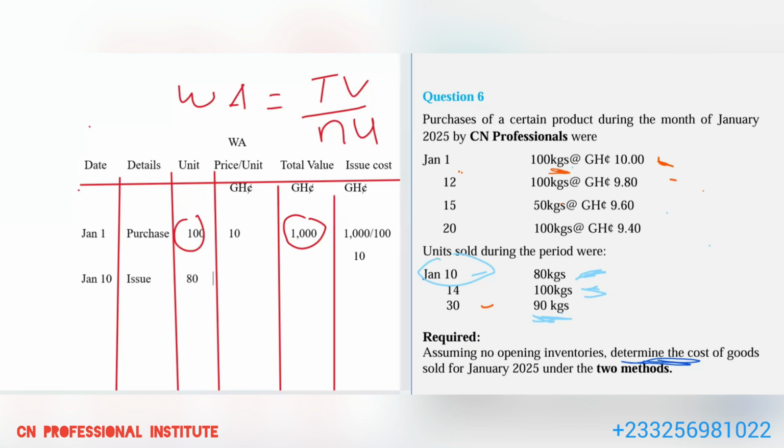And this 80 should be at 10 cities. That's the price we just computed, right? And that should give us 800.